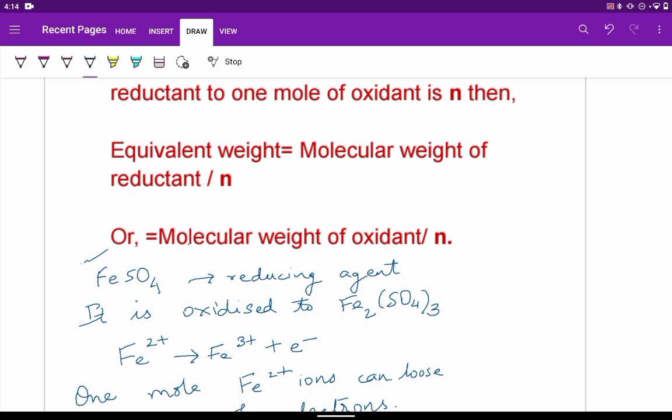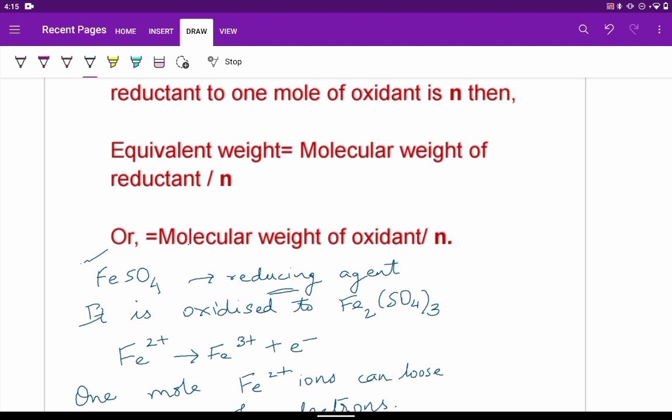Now see, we take one example here, FeSO4. FeSO4 is a reducing agent. Now the question arises, why it is a reducing agent? Because it can give away electrons. So it can reduce some other species, and itself it will get oxidized because it is giving away electrons. It itself will be oxidized, but it can reduce some other species.